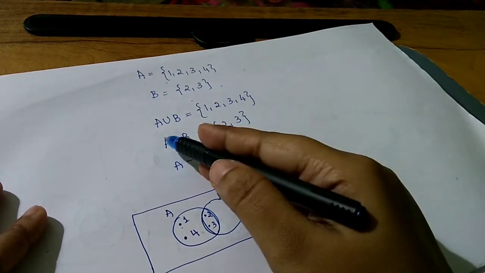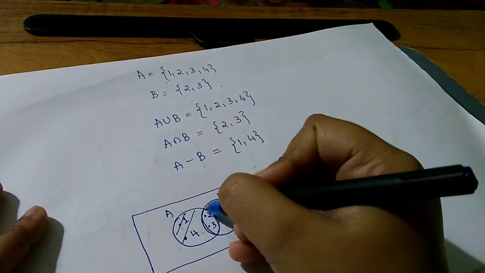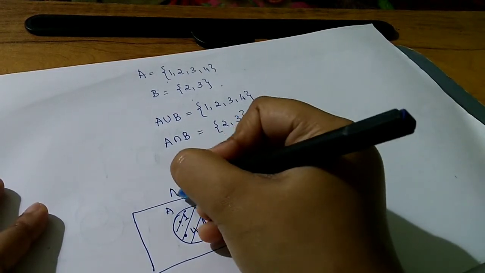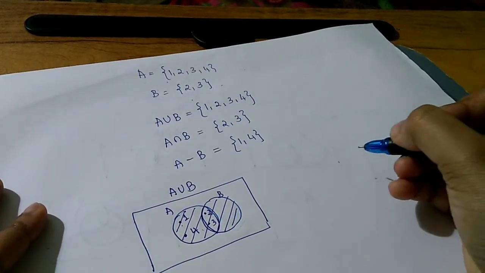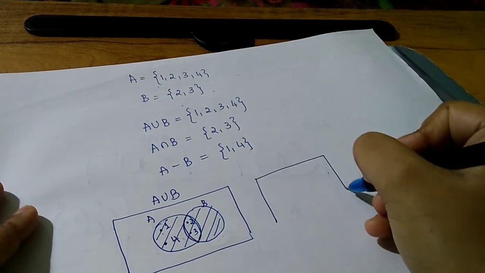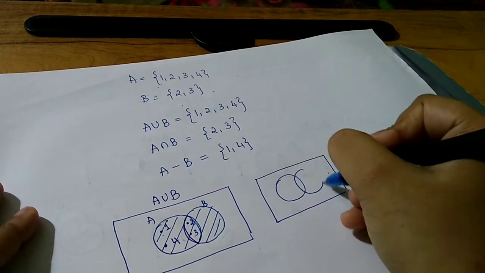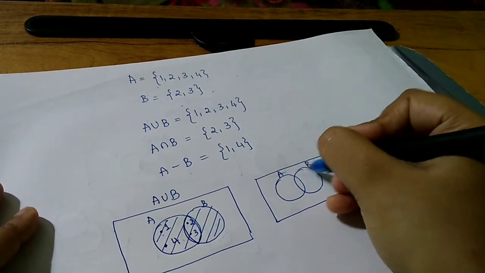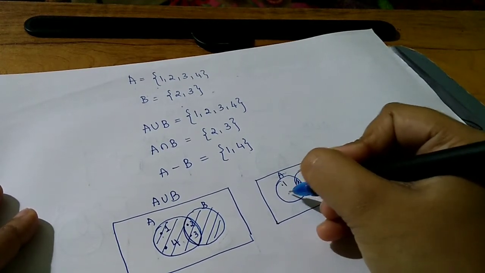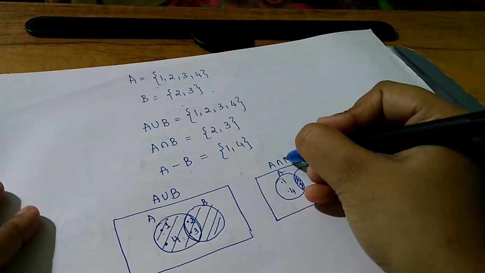First you have to represent A union B, meaning 1, 2, 3, 4, all the elements. So you have to represent it this way. So this is A union B. If I want to represent A intersection B, this is A and this is B. So 2 and 3 are here. I'm going to shade this part. 1 and 4 will remain here. So this is A intersection B.